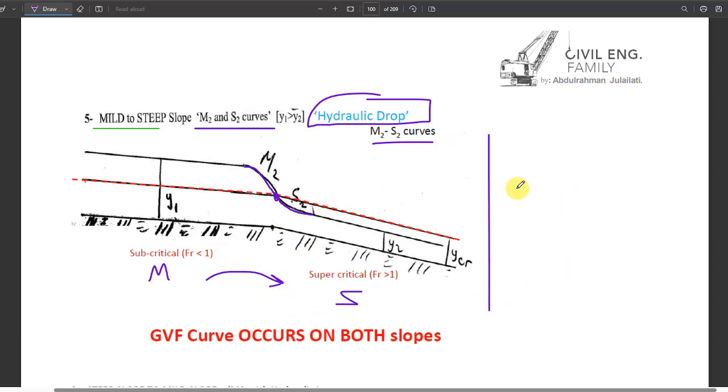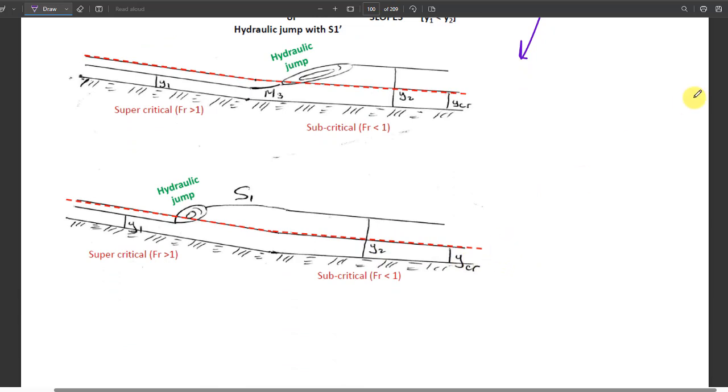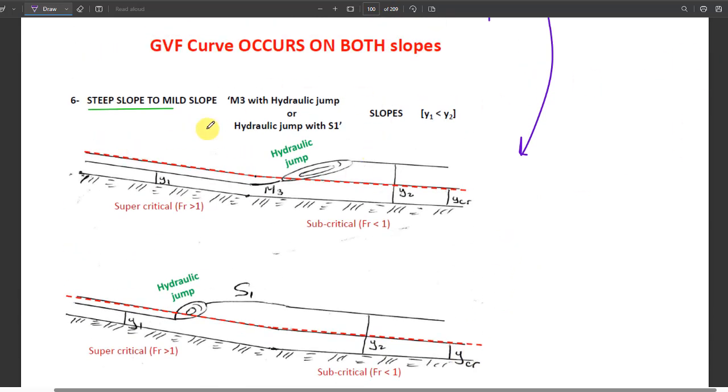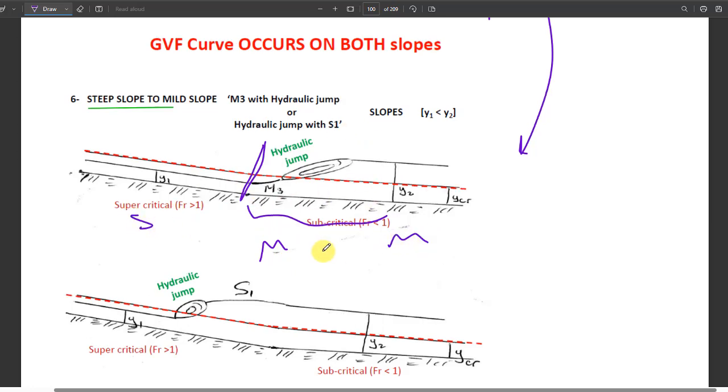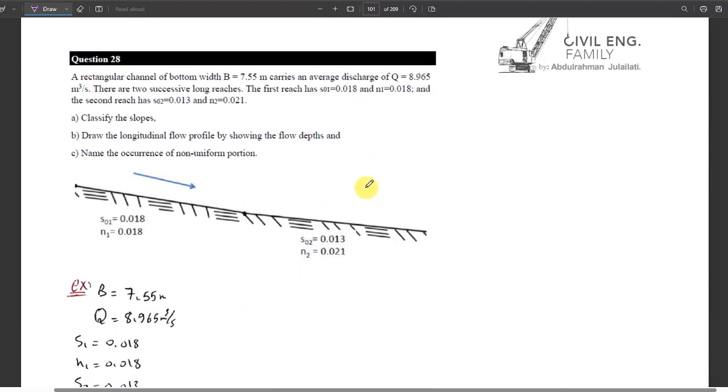If we have the opposite, steep to mild, we have this case, which is a hydraulic jump. We call it a hydraulic jump. That will either be in the mild region, because this is S to M, so either on the M side, or maybe it will be on the S side, the steep side, like that.